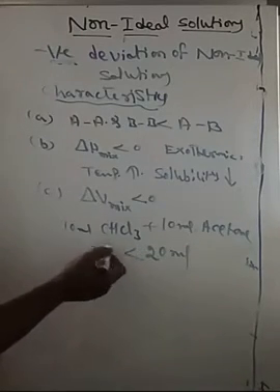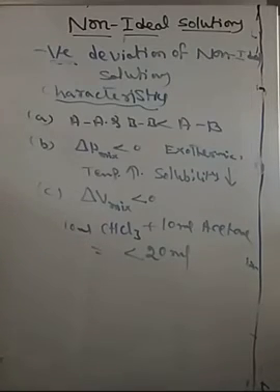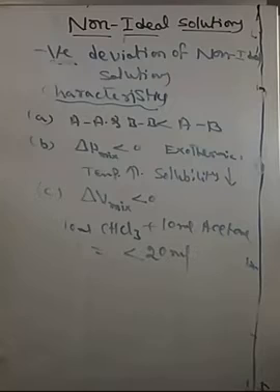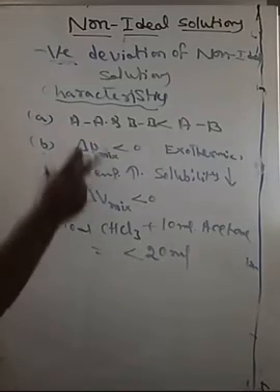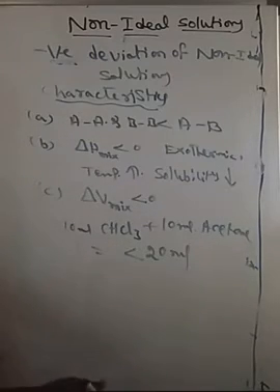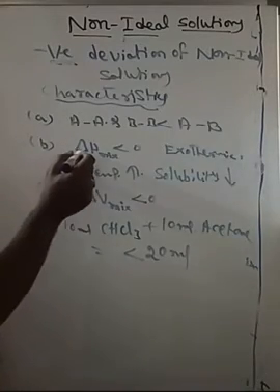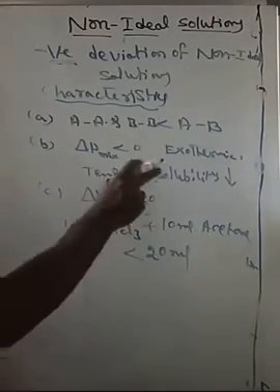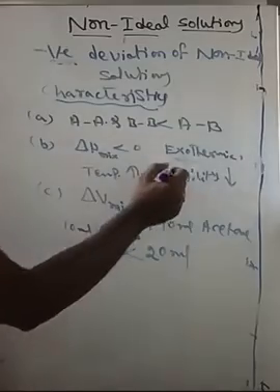Nothing but either 19.9 or 19.8 like that. The volume is decreased compared to the sum of the original volumes of the components present in the solution. So that is why the volume change decreases. The change in enthalpy of mixing also decreases, which means the process is exothermic.